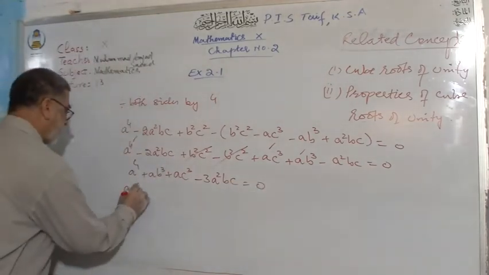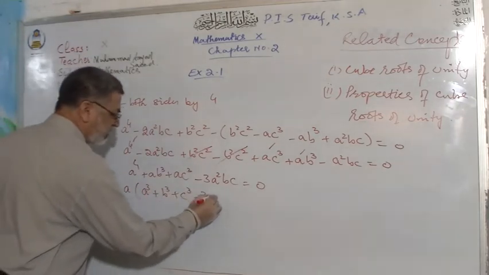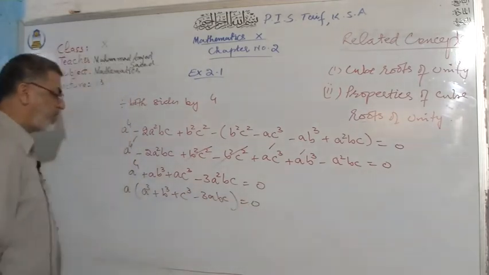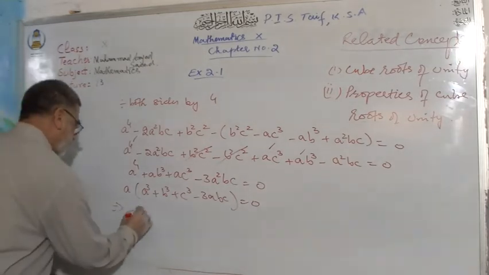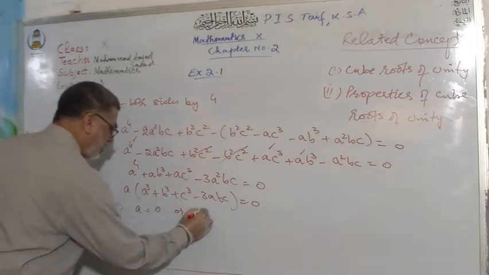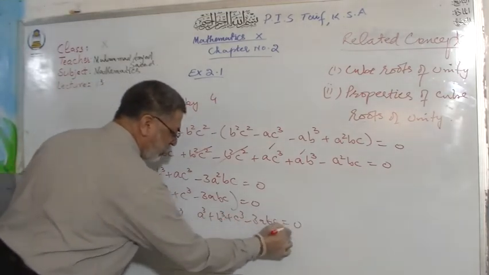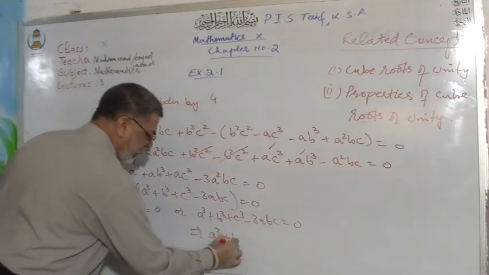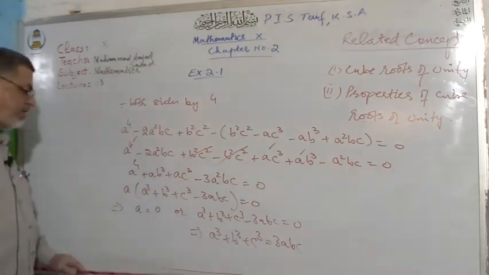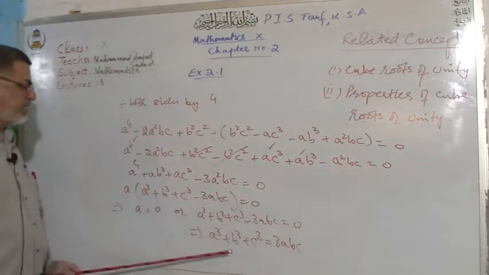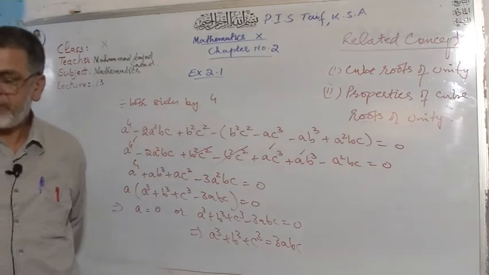Now we can take a common. A cube plus b cube plus c cube minus 3abc, that is equal to 0. You know that this is the product which is equal to 0. So either a is equal to 0 or a cube plus b cube plus c cube minus 3abc is equal to 0, which implies that a cube plus b cube plus c cube is equal to 3abc. That is your answer. That was the required condition. I hope that you understood this question.